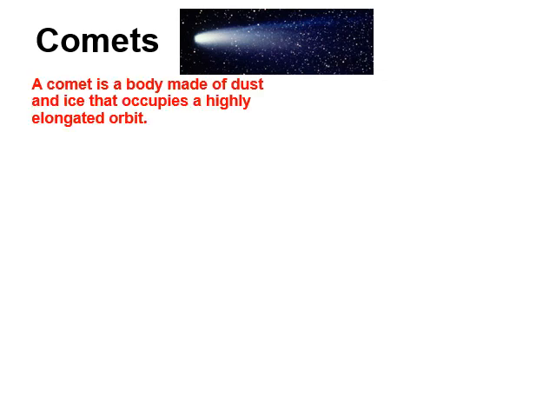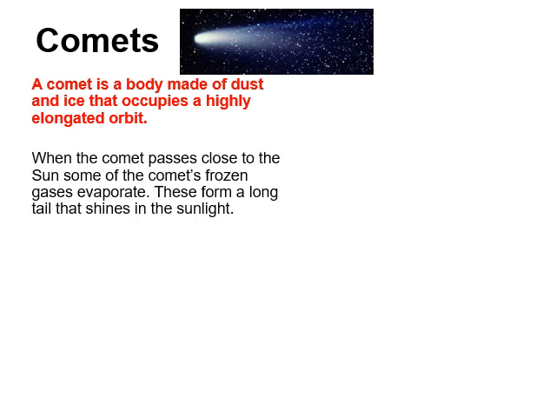So comets are a special class of celestial body, similar to asteroids. A comet is a body of mass made of dust and ice that occupies a highly elongated orbit, which means that the time period is rather large. When a comet passes close to the sun, obviously being frozen and getting closer to a warm object, the frozen gases tend to evaporate. This forms a long tail that shines in the sunlight.